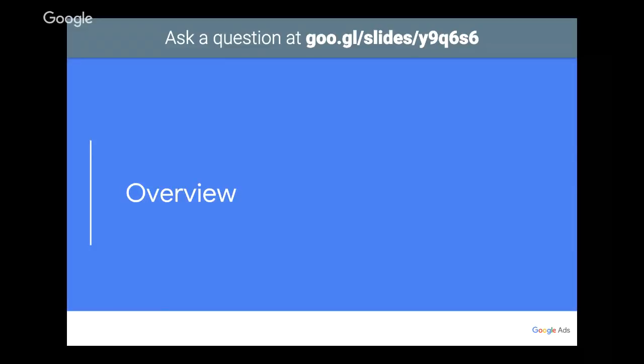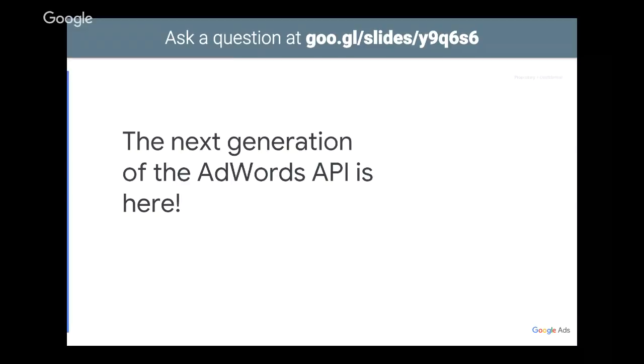Okay, first of all, an overview. This is basically, if you watch the first webinar, you'll notice this is sort of a variation on a theme. The next generation of the AdWords API is here. 6 months ago, we mentioned the next generation of the AdWords API was on its way. So while we're still in the beta program, we're not going into production just yet.